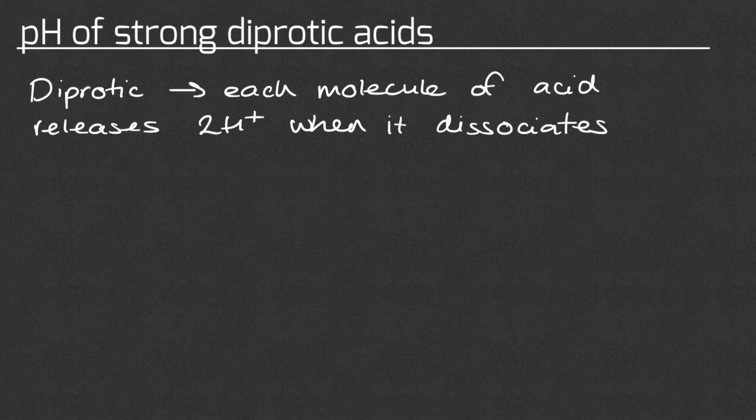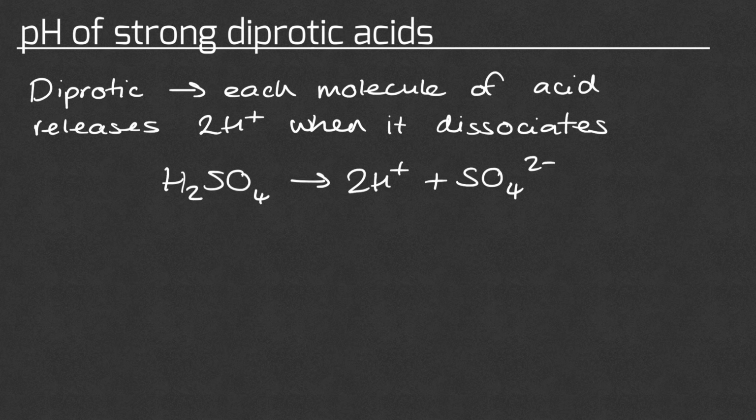We're now going to look at how to calculate the pH of strong diprotic acids. A diprotic acid is where each molecule of that acid will release 2 hydrogen ions when it dissociates. An example of this is sulfuric acid, H2SO4. So we can see from the equation that 2 hydrogen ions are released when it dissociates.